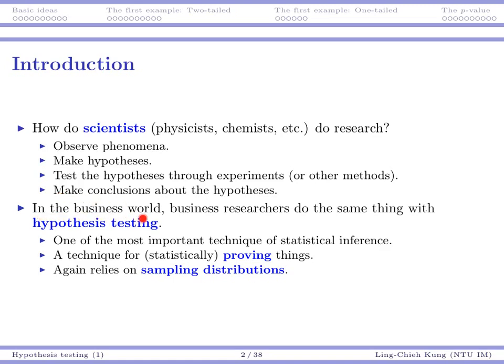Even though we are in the business world, still, when we want to do some research, we typically follow the same way. And for statistics, there is one thing called hypothesis testing that is most likely repeating what those scientists do. Okay? It's one of the most important techniques of statistical inference, and that technique is used for proving things.